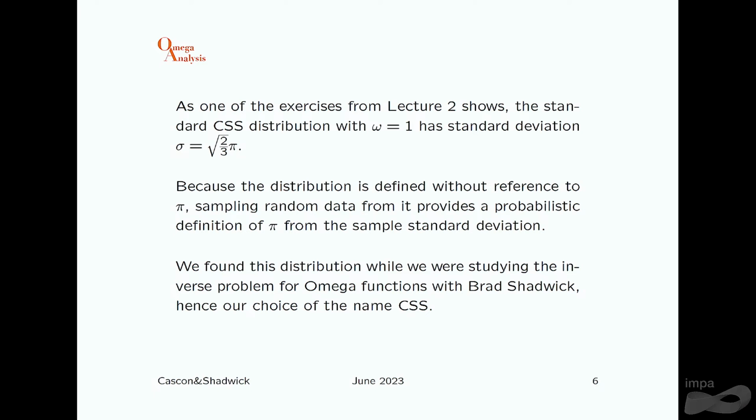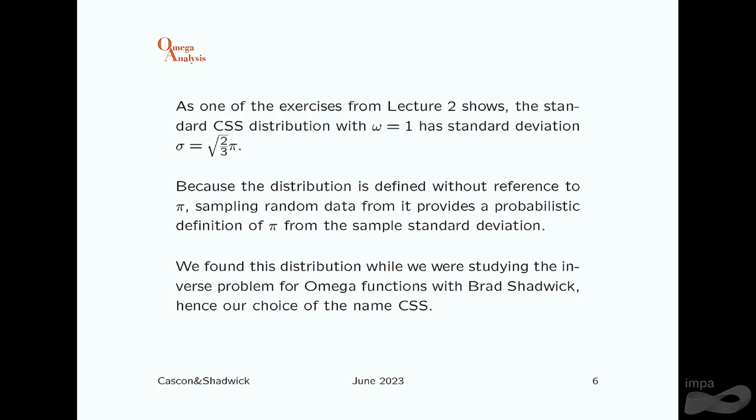Now, we actually found this originally in some work with my brother Brad on the inverse problem for omega functions, way back when we still didn't know the easy way to do most of the things. And in fact, I think the inversion formula we had was even more complicated than the one we eventually got. But anyway, that's where this Cascon Shadwick distribution, or Cascon Shadwickian or something, comes from.